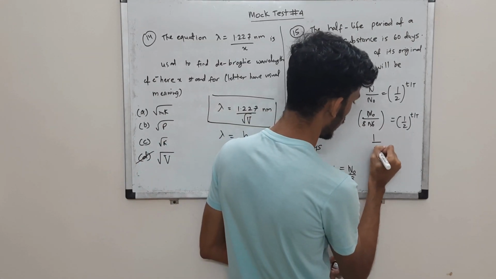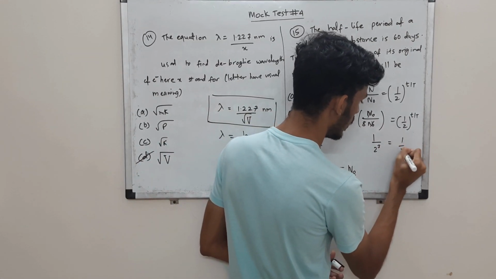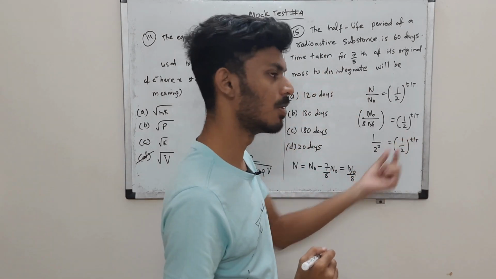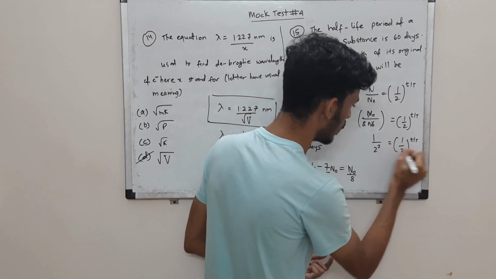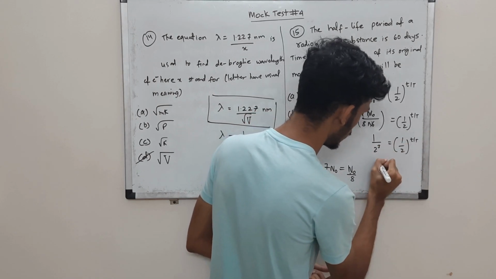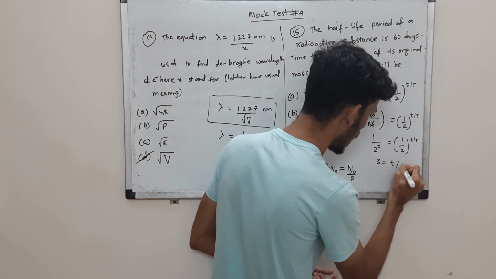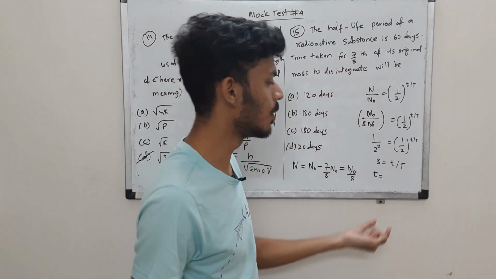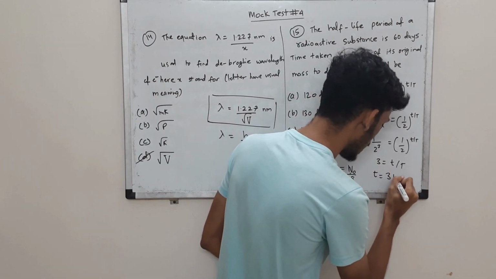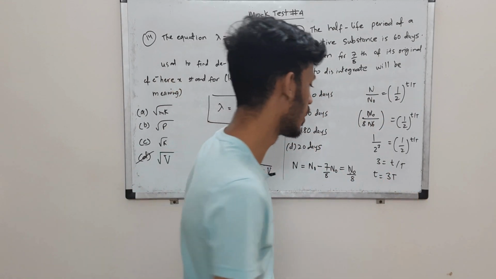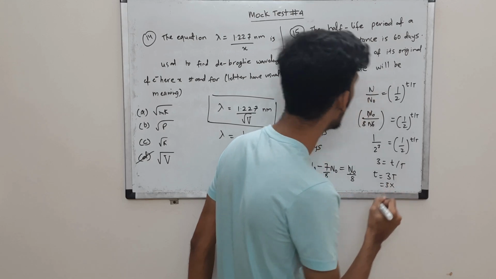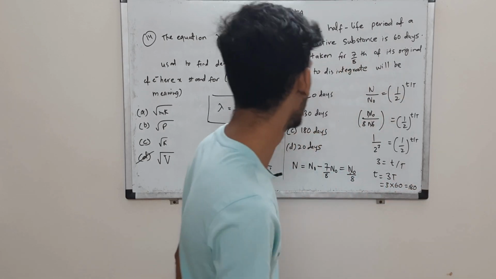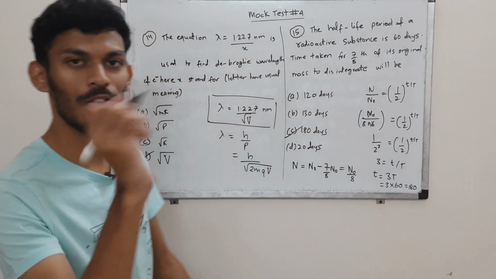So this 8 can be written as 2 to the power 3, and write this also that way. So this 3 should be equal to this. The bases are the same, so the powers should also be the same. So small t by capital T is 3. So small t, the time taken for this amount to disintegrate, is 3 times capital T. Capital T is half life, so 3 into 60, 3 6s are 18, 180 days. Option C is correct. Over to the next question.